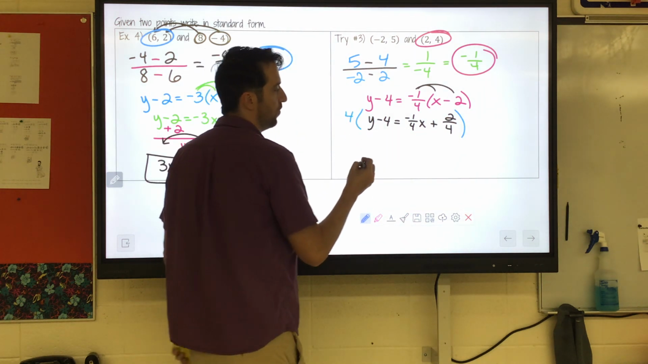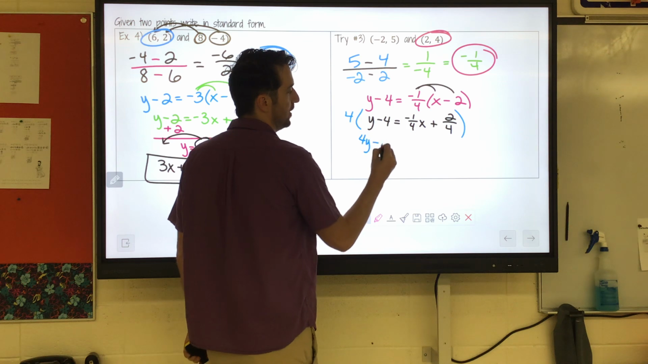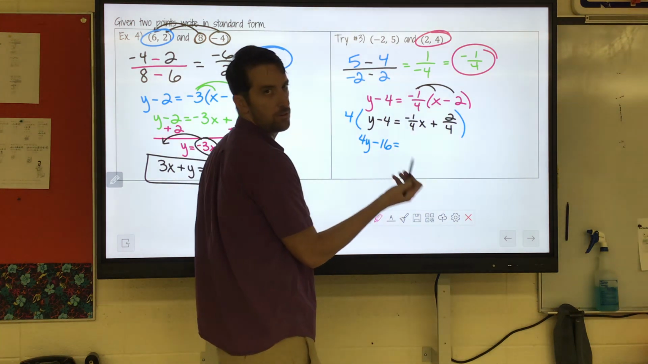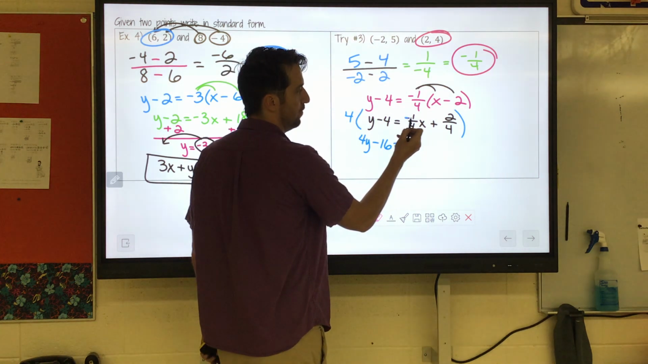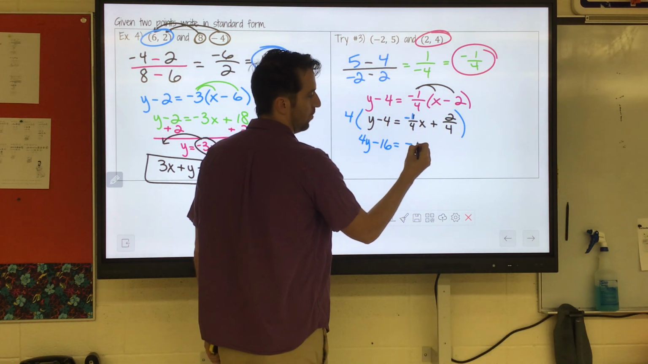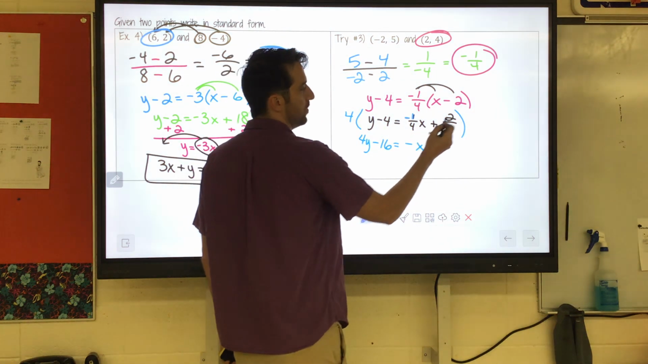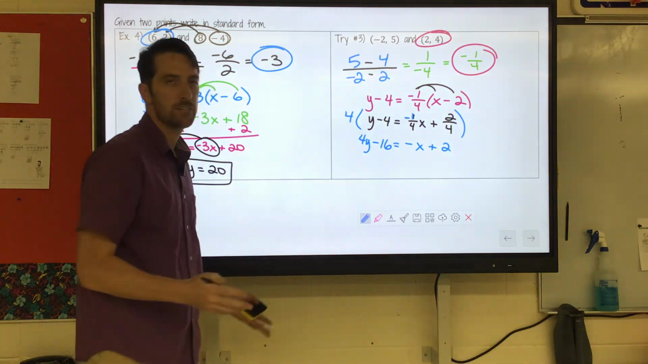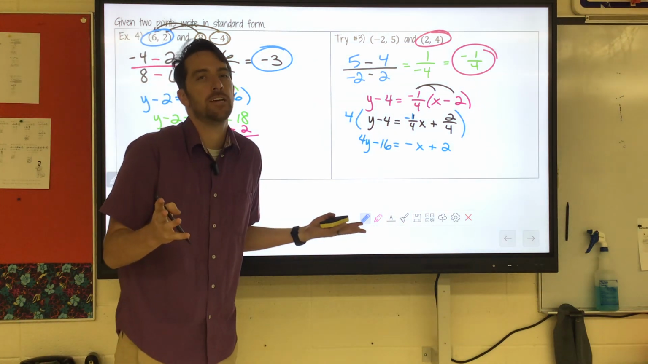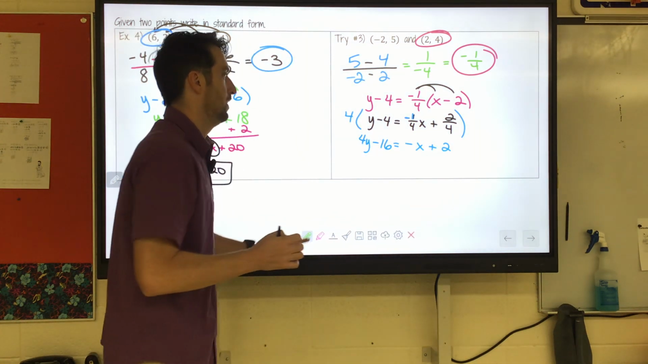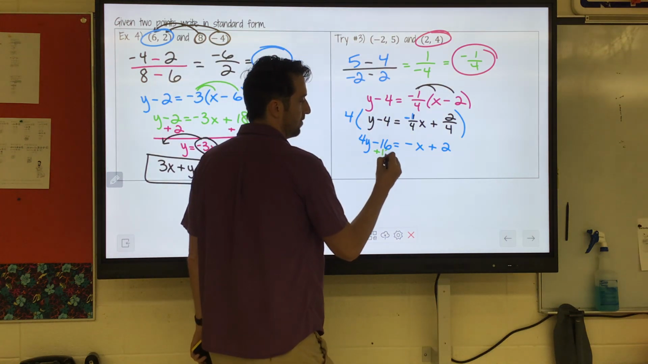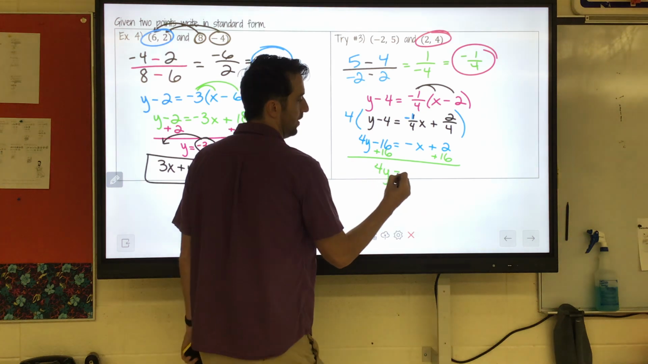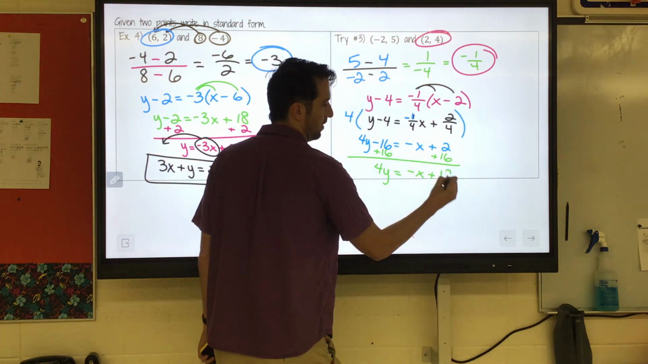If we hit this with 4, that would be 4y minus 16. Because look, we're multiplying by 4, both the denominators are 4, they're both going to cancel out. So we'll have negative 1x, or just negative x, and then plus 2. No need for the extra step of simplifying it if we're just gonna cancel it out anyway. Alright, we can add the 16. 4y equals negative x plus 18.